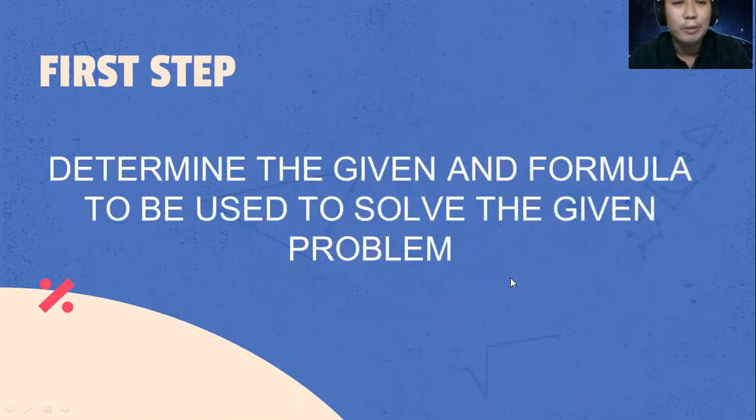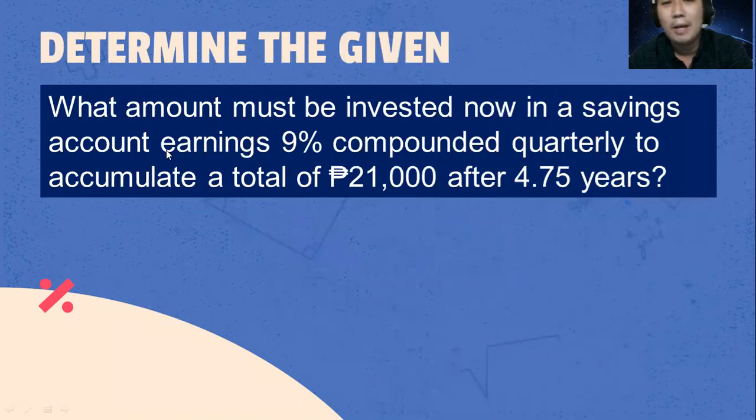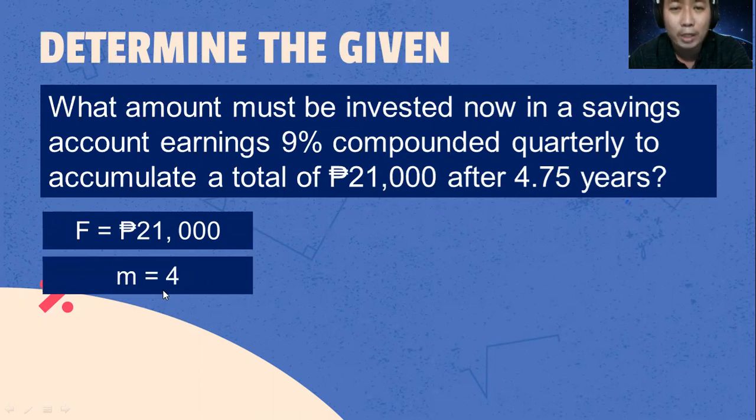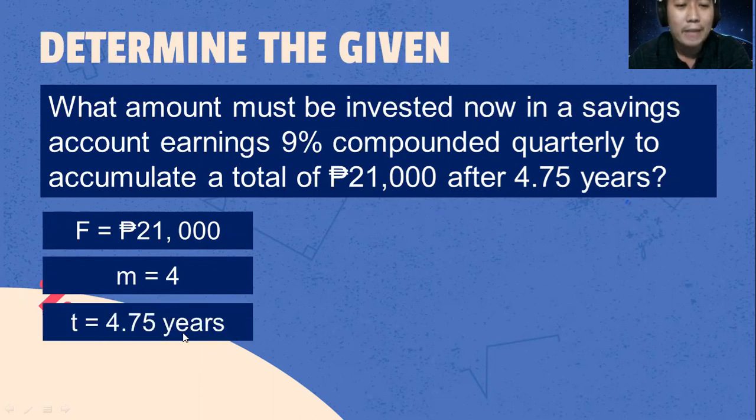Okay, let's now try to solve. And the first step is determine the given and the formula to be used. What amount must be invested now in a savings account earning 9% compounded quarterly to accumulate a total of 21,000 pesos after 4.75 years? We have final value 21,000 pesos. M is 4 since compounded quarterly. Then the time is 4.75 years.